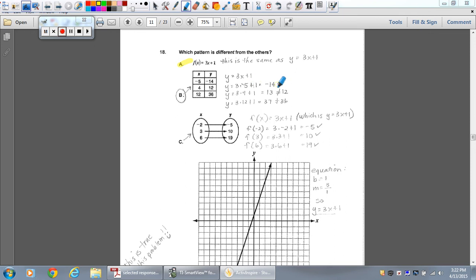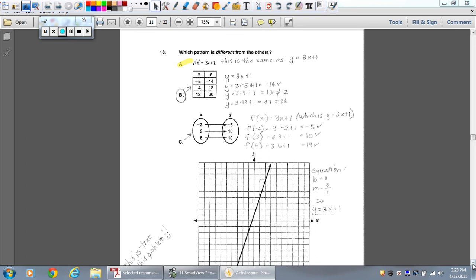So I plugged in, I got a negative 14 there. But here I did not get what was in the table. I got a 13 instead of a 12 and a 37 instead of a 36. So I knew there was a problem there. On this one, it's a mapping format. And it looks like every negative 2 maps to negative 5, which still fits my function up here, f of x equals 3x plus 1. And so I plugged in the negative 2, made sure I got a negative 5, a 3, and I got a 10, and a 6, and I got a negative 19. So that one looked okay.